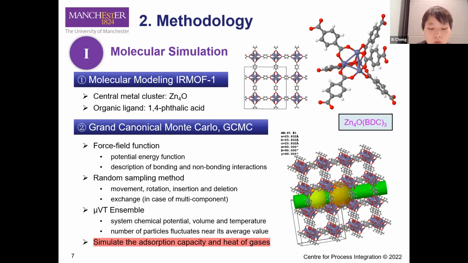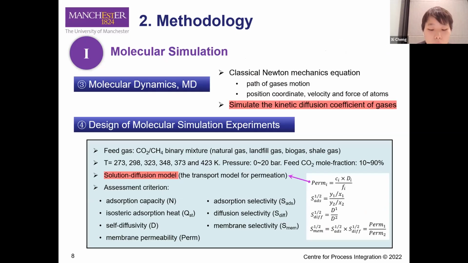The GCMC method adopts the μVT ensemble, which is often used to simulate the adsorption capacity and the heat of adsorption of gas molecules inside porous materials. Through random insertion, movement, rotation, and deletion of the gas molecules, the final system tends to achieve equilibrium.